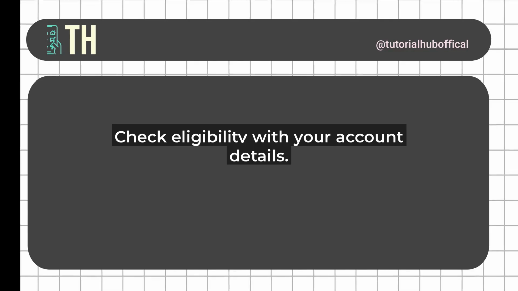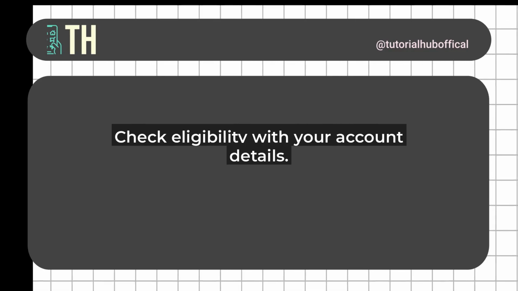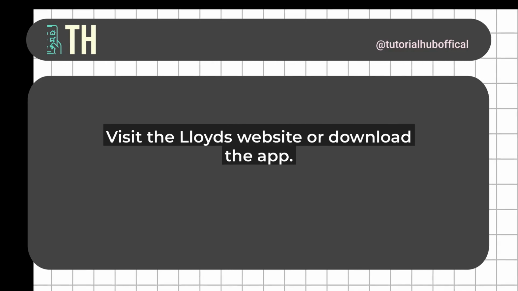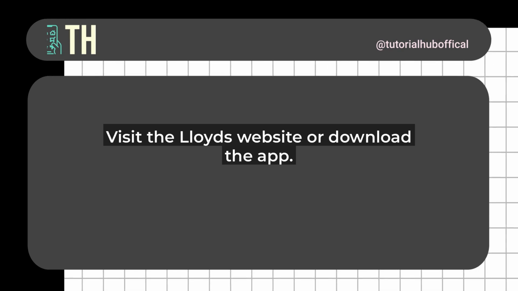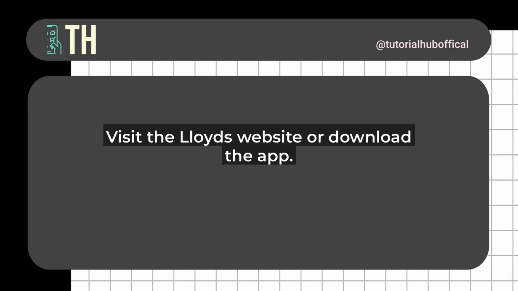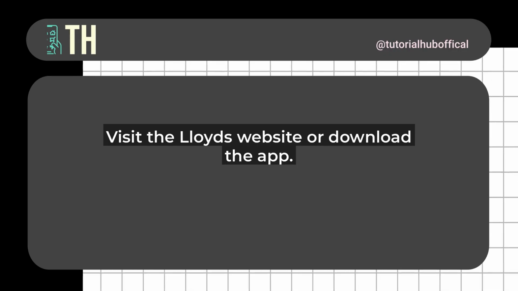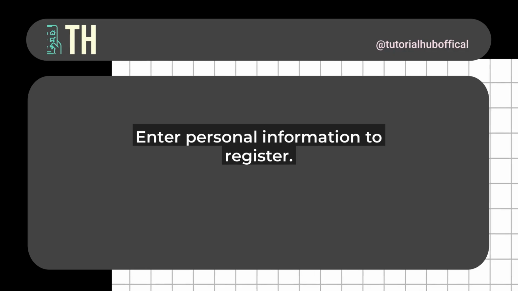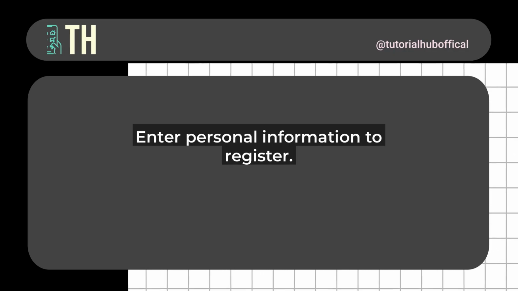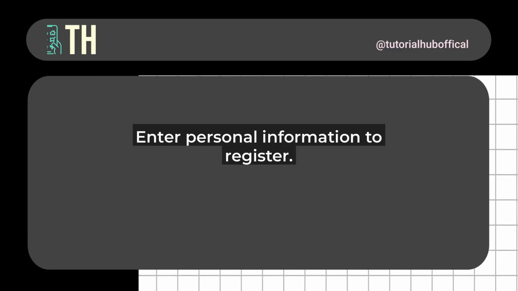First things first, make sure you're eligible. You'll need a Lloyds bank account, and it's best to have your debit card, account details, and a mobile phone handy for verification. Start by visiting the Lloyds Bank website or downloading the Lloyds Bank app from your phone's app store. Once you're there, look for the Register or Activate Online Banking option. It's usually front and center on the homepage.